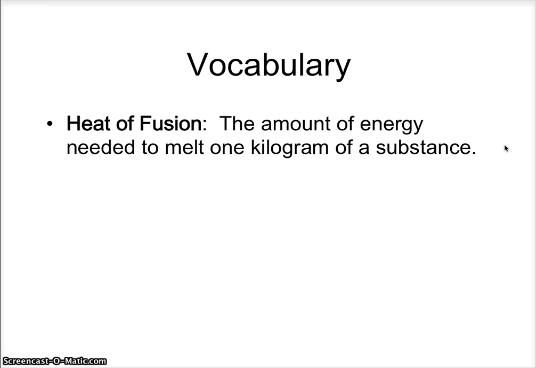Now, what does heat of fusion mean? Heat of fusion basically means the amount of energy that is needed to melt 1 kilogram of a substance. So the equation is Q is equal to mHf. This only works for substances that can melt from a solid to a liquid. Now, m is the substance's mass, and Hf is the heat of fusion for that substance. So it generally is a pretty constant number.